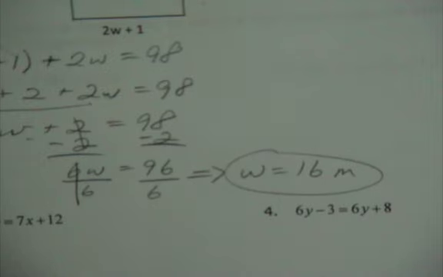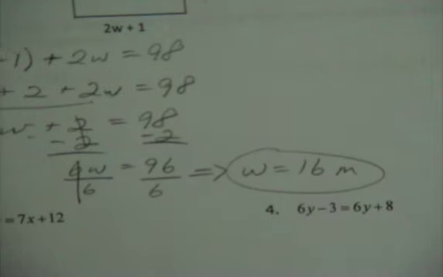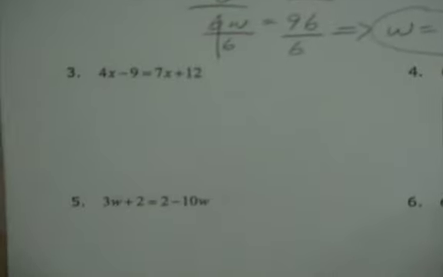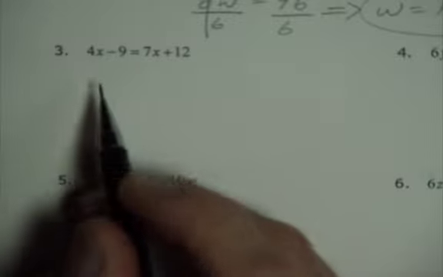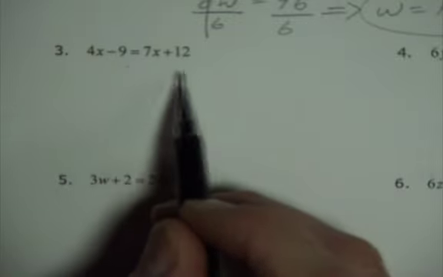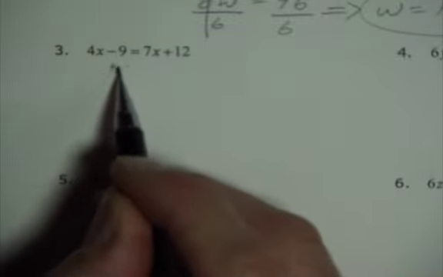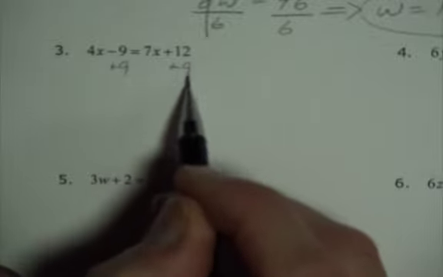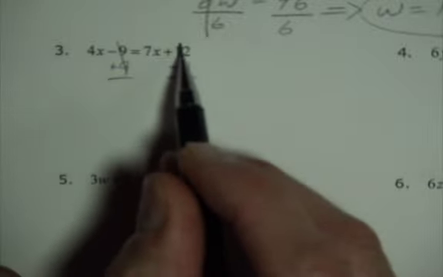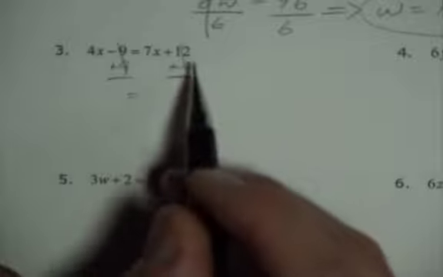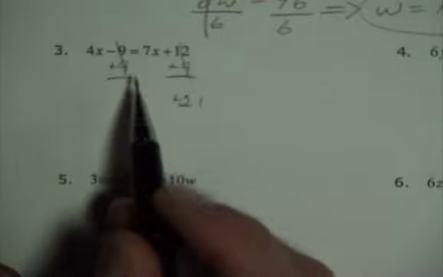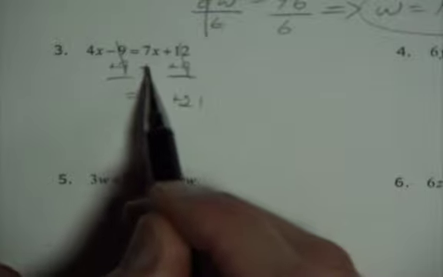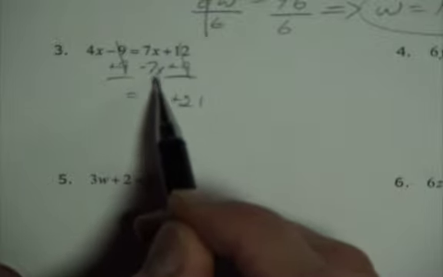Let's turn now to one of the simpler equations in this worksheet, number 1. We've got 4x minus 9 equals 7x plus 12. We're going to add 9 to each side to move the numbers to the right, and that's going to leave us with 21 on the right. That's plus 21. And we're going to move the 7x, the letters, to the left. So we're going to subtract 7x from each side.